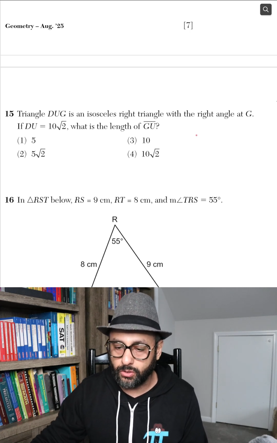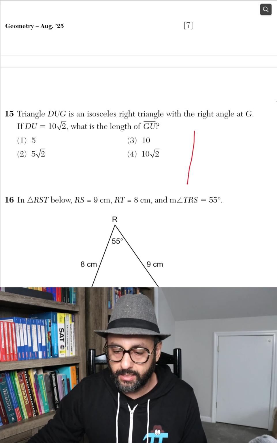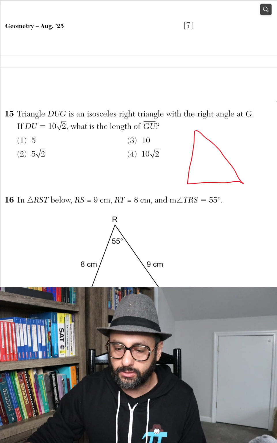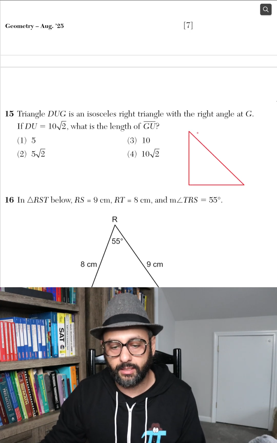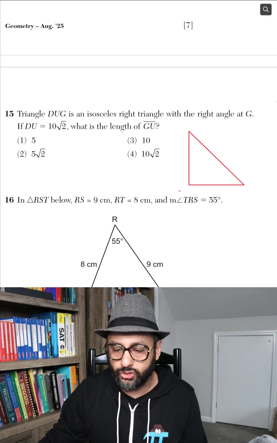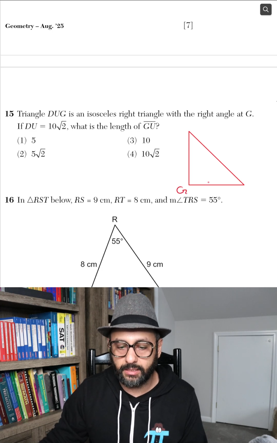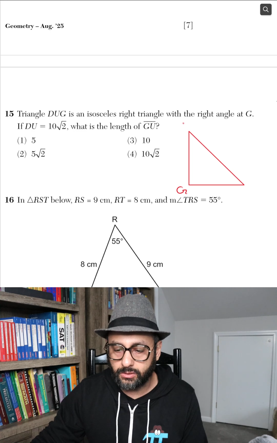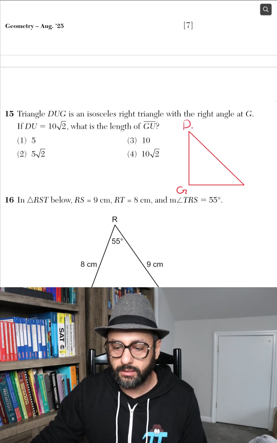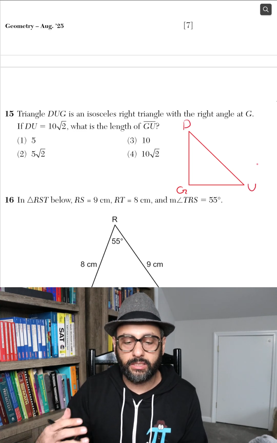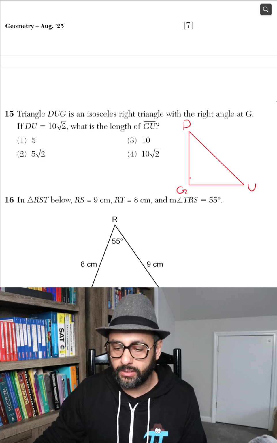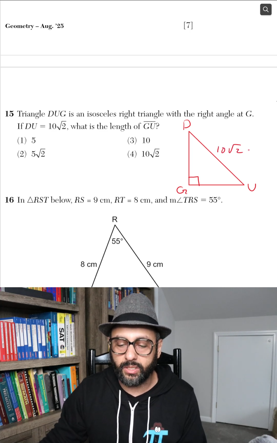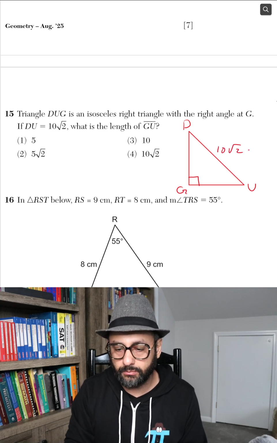Okay, so I'm going to draw as best as I can an isosceles right triangle with right angle at G. And DU, so I'm going to make this D and U. So we see that DU is the hypotenuse and G is the right angle. This is 10 radical 2. And then what is the length of GU?